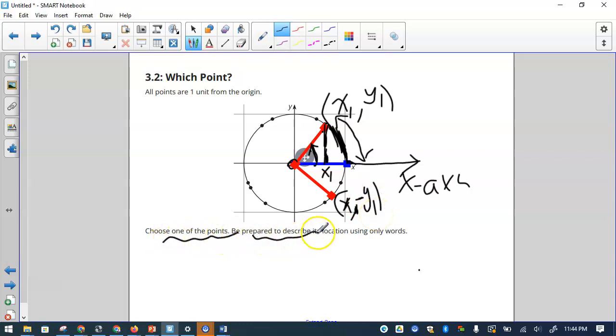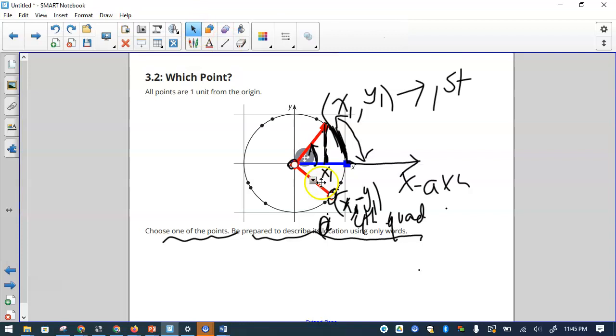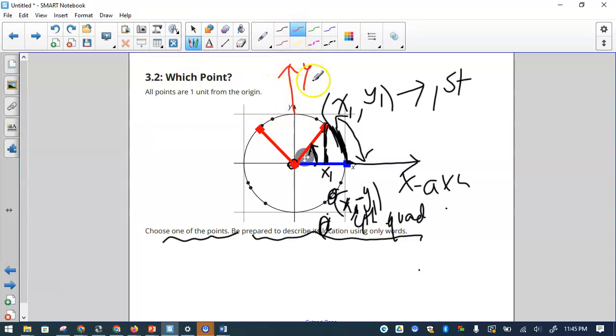Choose one of the points and be prepared to describe its location. So this location is the first quadrant, and this point is in the fourth quadrant. Or you can also select another one. Instead of this, you can say, okay, I can go this side. So that's like reflection over the y-axis. So this is the y-axis. So that means if this is x1, y1, this point will be minus x1 and y1.